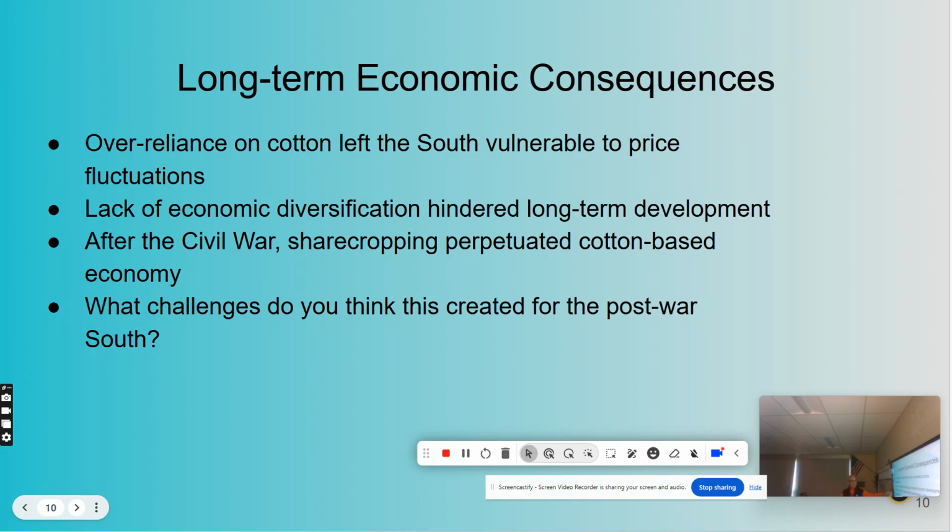All right. After the Civil War, sharecropping is going to perpetuate a cotton-based economy. After the Civil War ends and after slavery is abolished, we're going to see sharecropping perpetuating a cotton-based economy. And sharecropping, we'll get into it later, but anybody know what sharecropping is? Sharecropping is going to be effectively the renting of property to basically grow a product and have some product for yourself and sell the rest as a cash crop. So we're going to see people sharing the land.